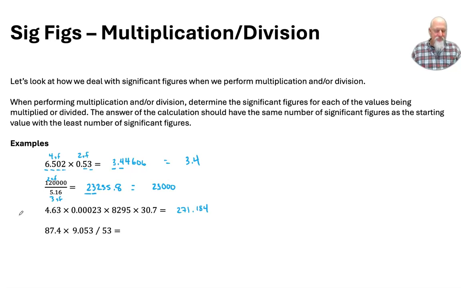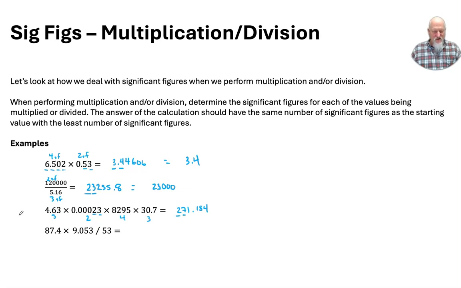Okay, so following our rule, let's figure out how many significant figures are in each of the numbers that we started with. 4.63 has 3. 0.00023, remember leading zeros don't count, so this one has just 2. 8,295 has 4. 30.7 has 3 significant figures. So the least number we have is 2, so my answer should have 2 significant figures.